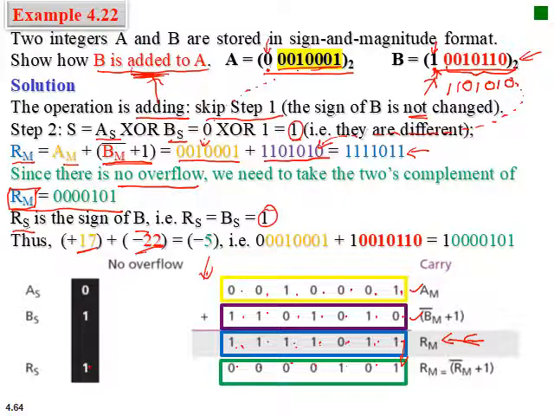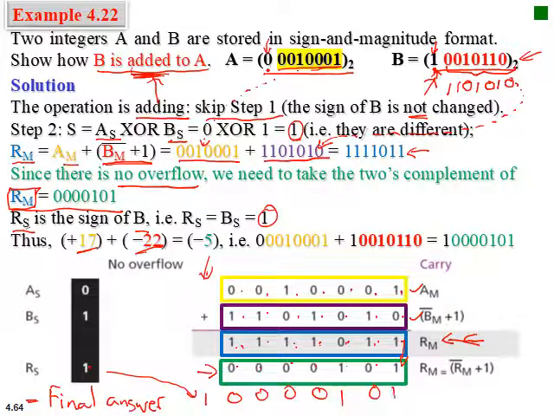So in the end, if you have to write the final answer, you take this 1 and write it down, and then the rest of the result magnitude, which is 0, 0, 0, 0, 1, 0, 1. And there you can see it's 8 bits from here up to there, and that's your final answer. Okay. Let's look at the next example.